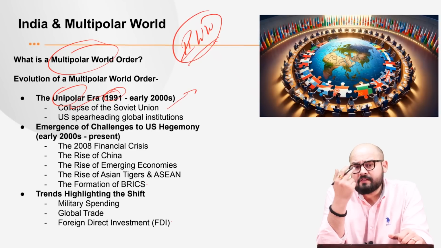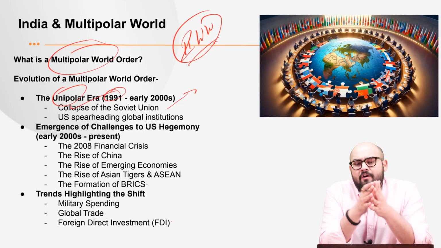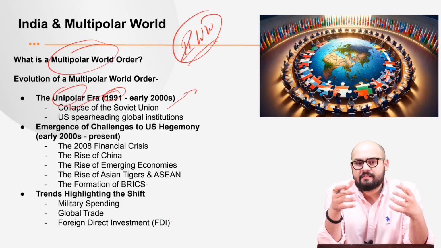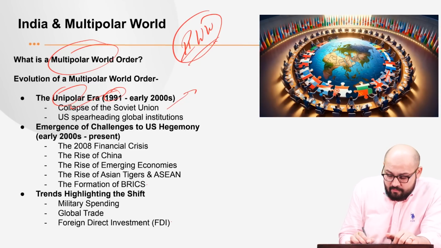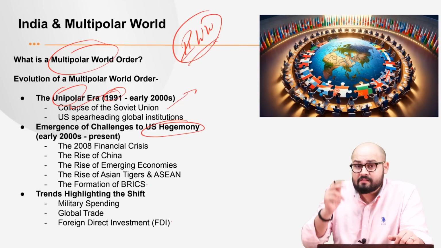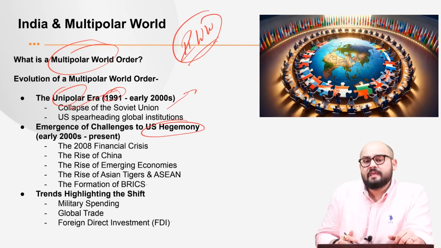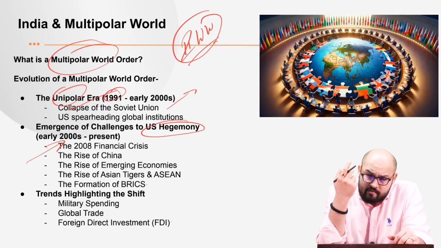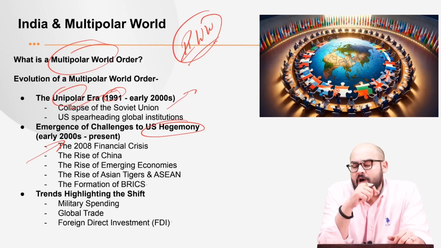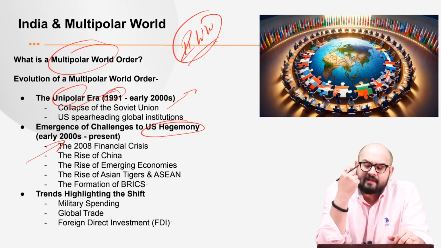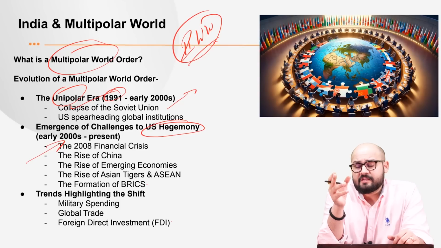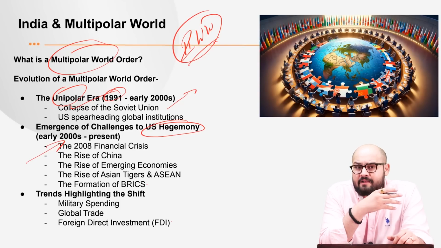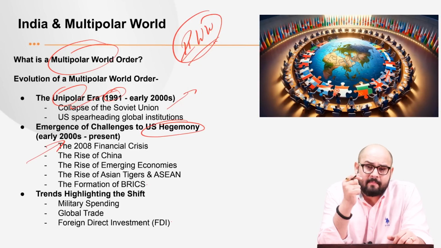But slowly, this whole construct of a unipolar world order started to degrade. It started to weaken. So there was a challenge to US hegemony, that is US dominance, especially from the early 2000s. The first was the 2008 global financial crisis, which was primarily a result of the collapse of the US housing market. This induced a great recession around the world. Almost every country on the planet was affected by this, and you had very high rates of unemployment.